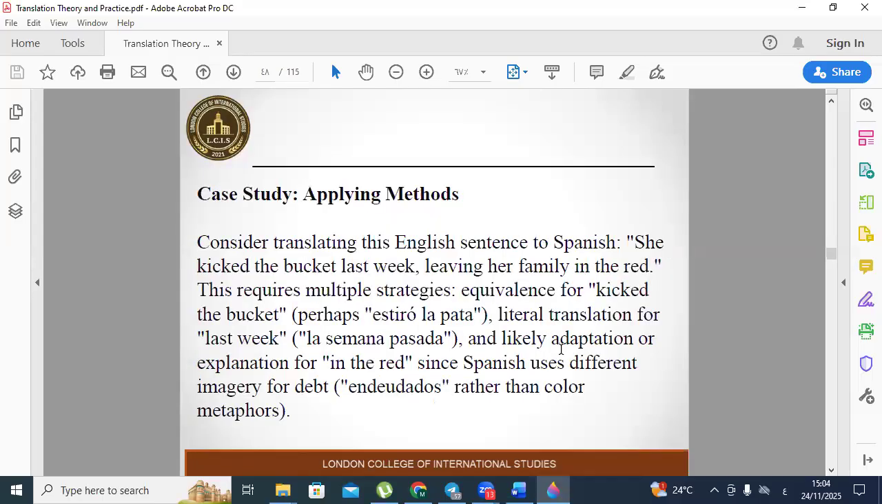Case study applying methods. Consider translating this English sentence to Spanish. She kicked the bucket last week, leaving her family in the red. This requires multiple strategies: an equivalent for kicked the bucket, perhaps estiró la pata, literal translation for last week, la semana pasada, and likely adaptation or explanation for in the red, since Spanish uses different imagery for that, en deudas, rather than color metaphors.